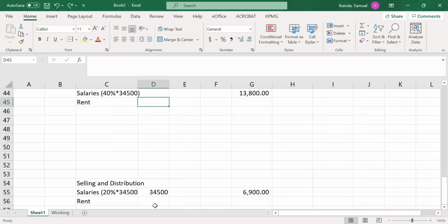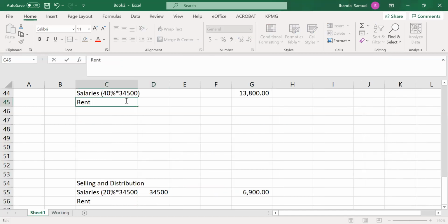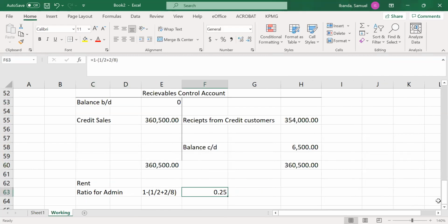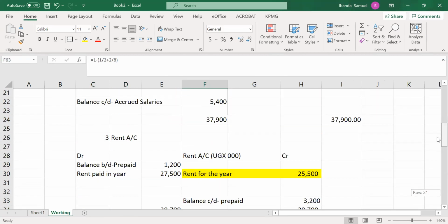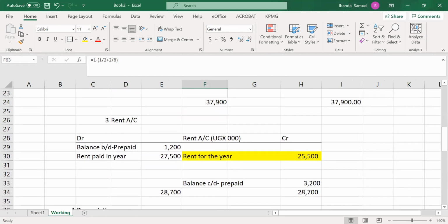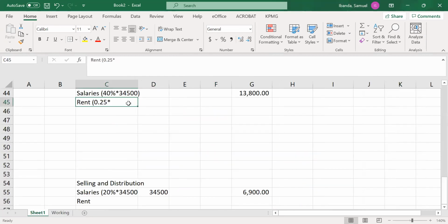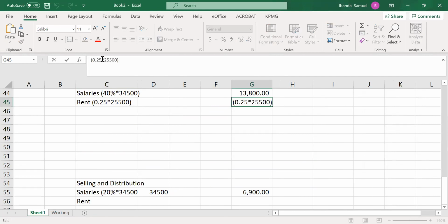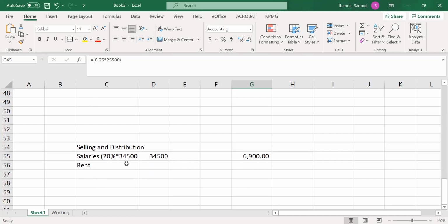So it means that the rent here, you can even use points, 0.25 times the rent figure. We determined the total rent figure where we did this account. It was 25,500. So this will be times 25,500. This is for administration, which gives me 6,375.